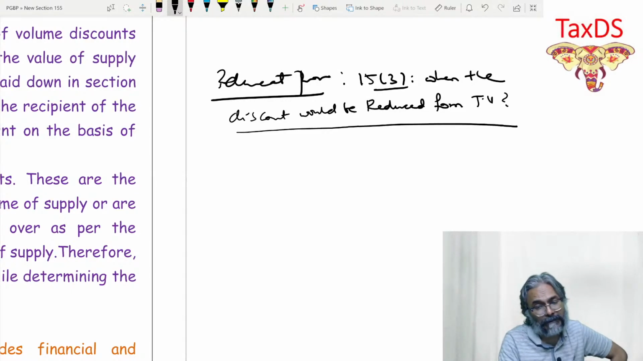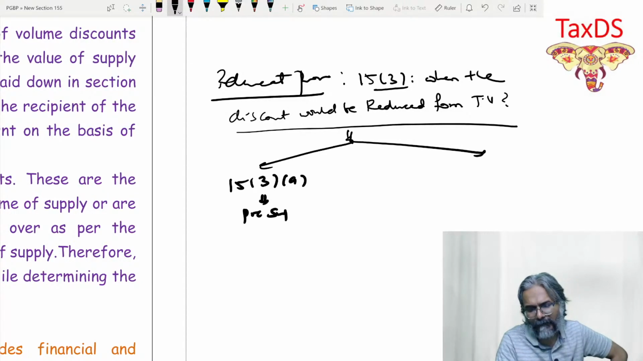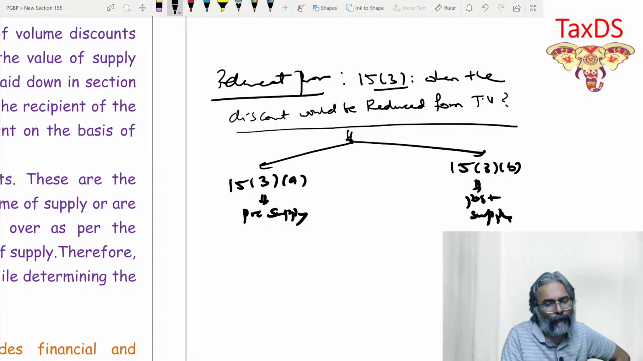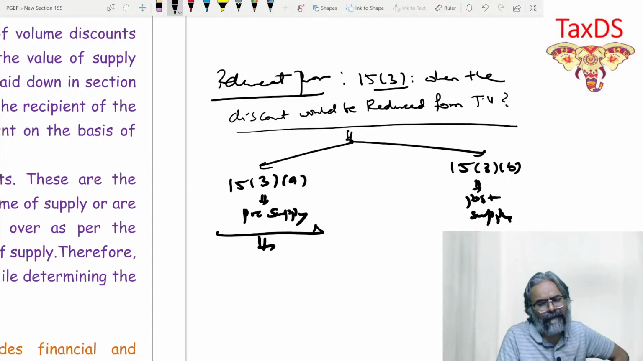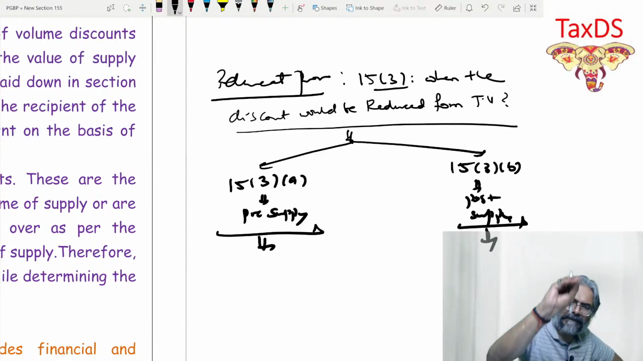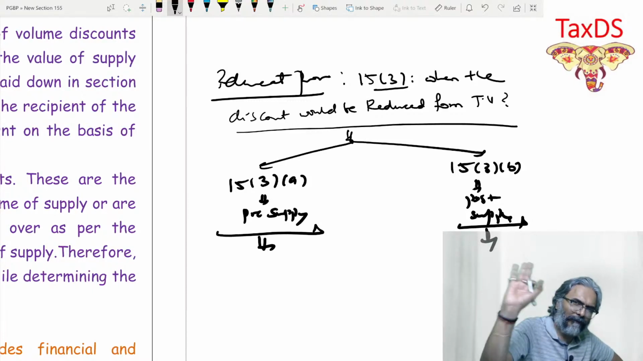For that, students, you have got two things. So you will write this provision like this only. 15(3)(a) pre-supply discount and 15(3)(b) post-supply. And please write the provision the way I have told you to write, the way we have discussed in the class, students. The same way you are supposed to write it. Is that clear to all of you?